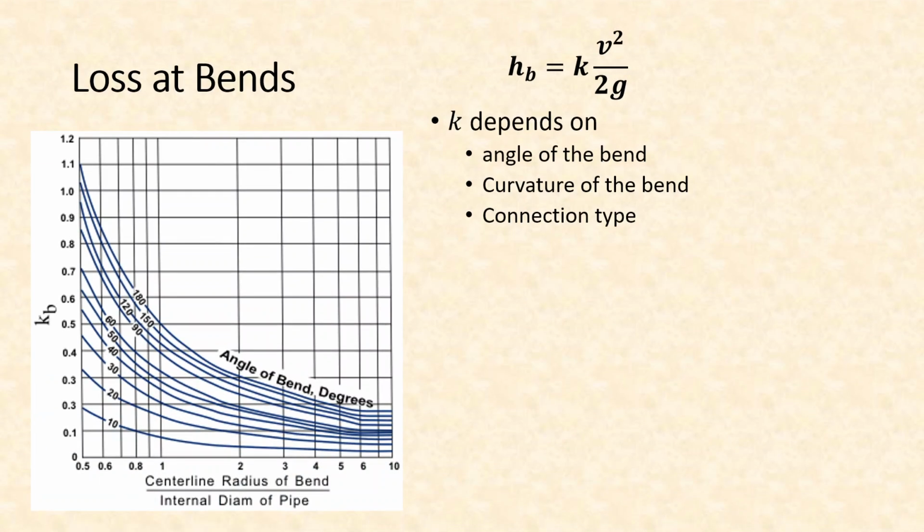Now let's come to loss at bends. Many times we have to connect different pipes which will be flowing in different directions, and therefore it involves bending them like this at different angles.